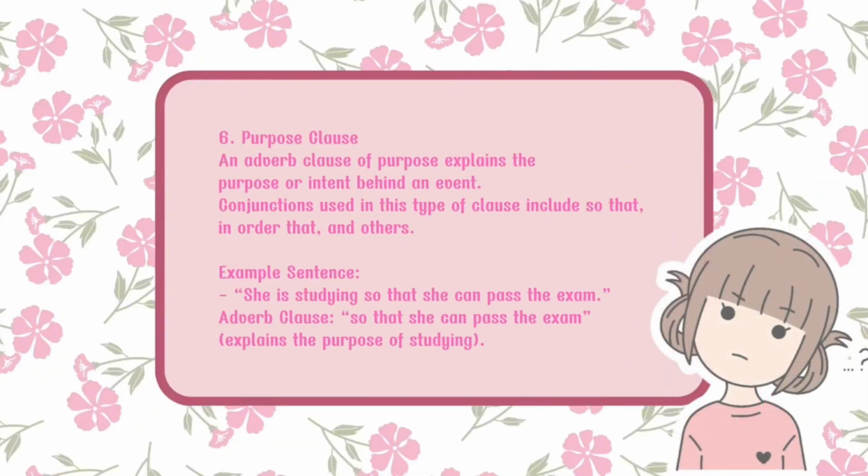Next is purpose clause. An adverb clause of purpose explains the purpose or intent behind an event. Conjunctions used in this type of clause include so that, in order that, and others. For example, she is studying so that she can pass the exam. The adverb clause so that she can pass the exam explains the purpose of studying.